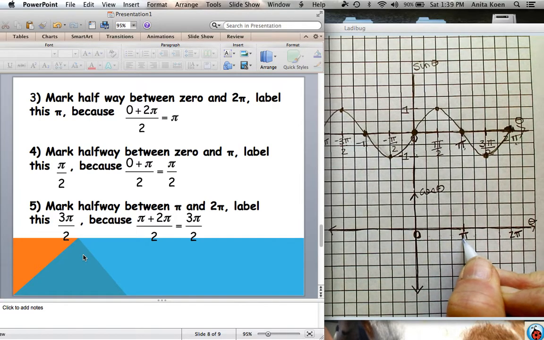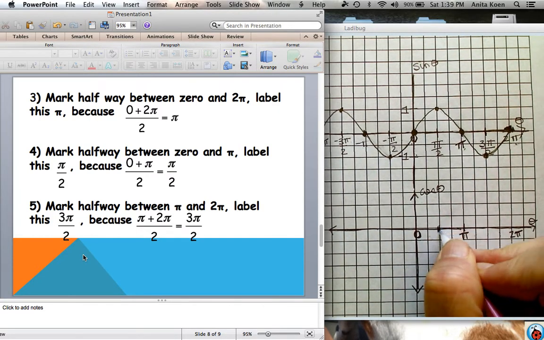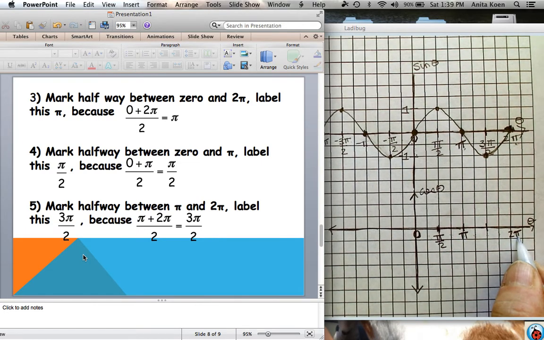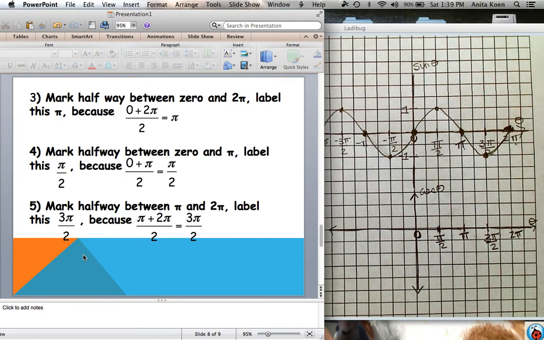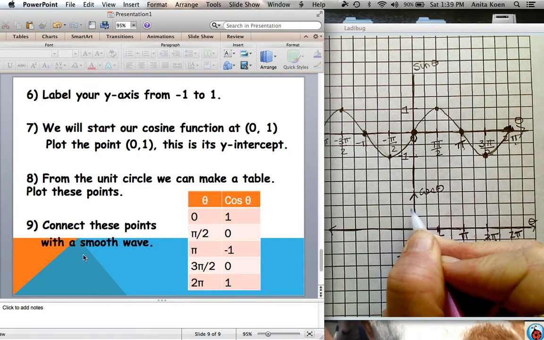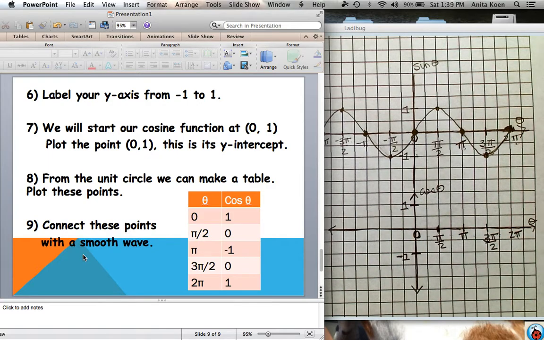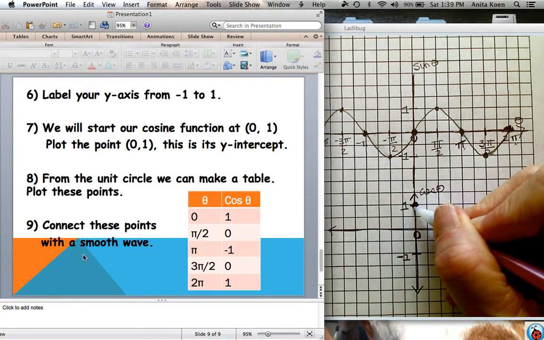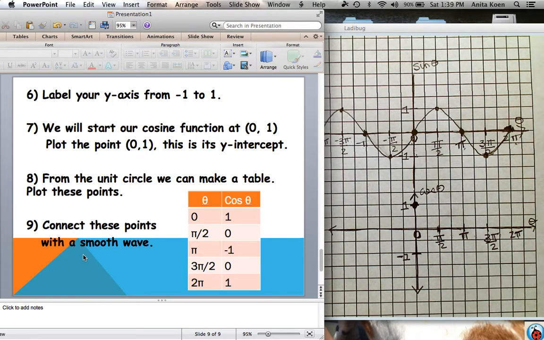Mark halfway in between 0 and pi. That's pi over 2. And mark halfway in between pi and 2 pi, and that's 3 pi over 2. Okay, now I have my labels on my x-axis. The next thing I'm going to do is label my y-axis. I'm going to label it from -1 to +1. I'm going to remember that my cosine function starts at 0, 1. This is the y-intercept of my cosine function at 0, 1. So I'm going to graph that first.